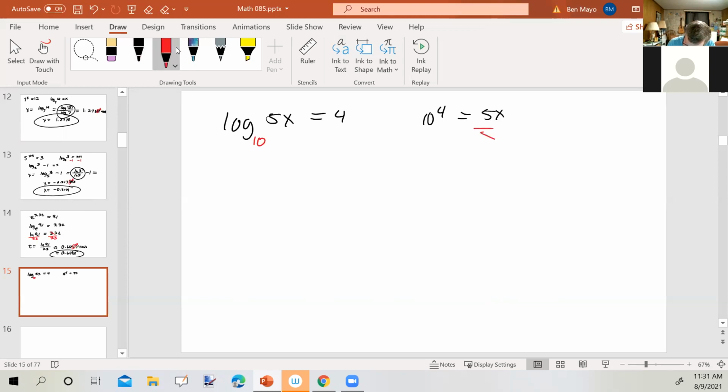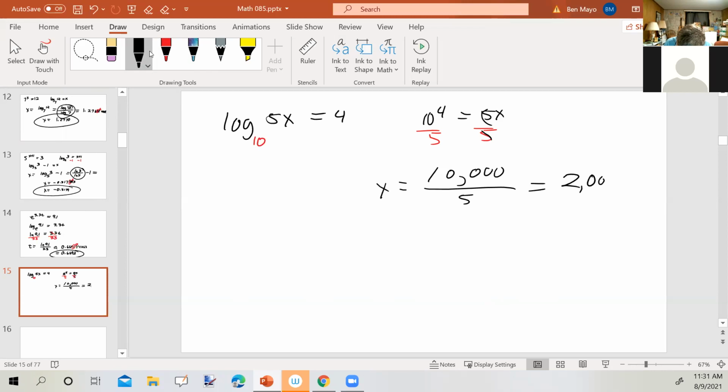Okay. Then we're going to divide both sides by 5. So we get x equals, let's see, 10 to the 4th power would be that, divided by 5 would be what? 2,000. Okay. Any question on that? You could check your work quite easily. You could say, well, let's see, log base 10 of 5 times 2,000. Does that equal 4? Log of 10,000. See what you get. Yep, it checks. All righty.